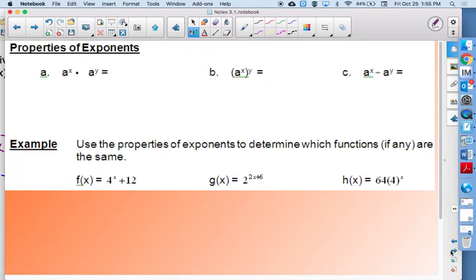So we have 3 little properties, not all of them, there are like 8, but just these 3. If you have a to the x times a to the y, Mariella, what happens with those exponents? Remember what that property was? How do I combine them together? Yeah. So we add the exponents when the base is the same. If you have a to the x to the y power, what do you do with those? Multiply them. And then when you're dividing, you subtract.